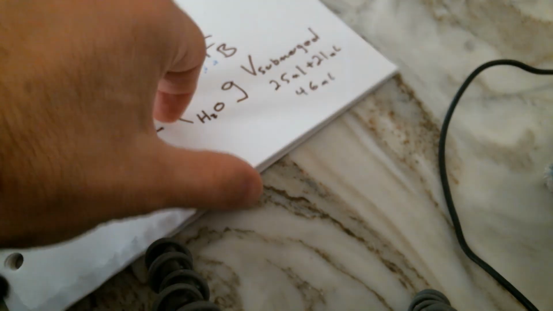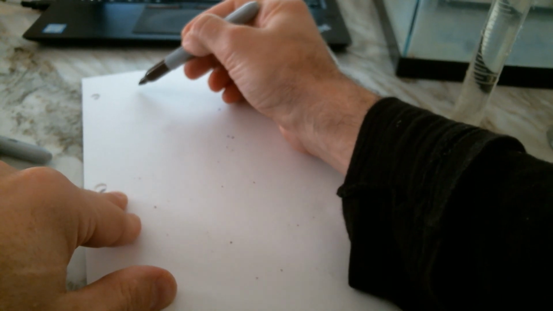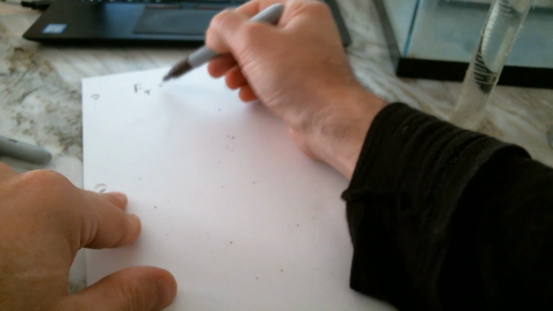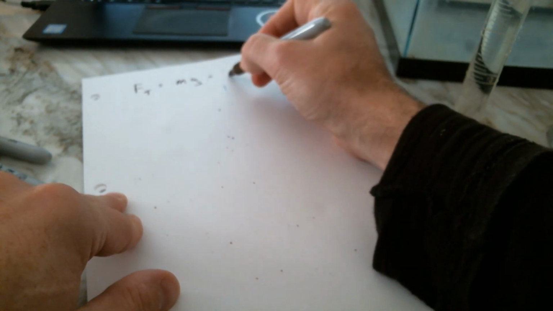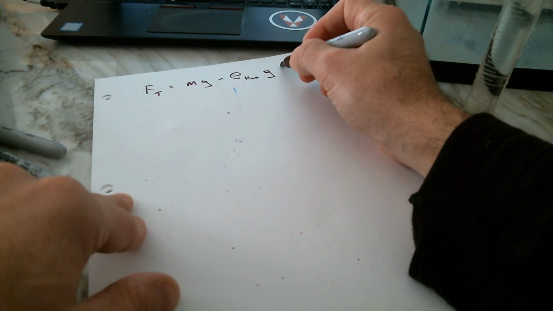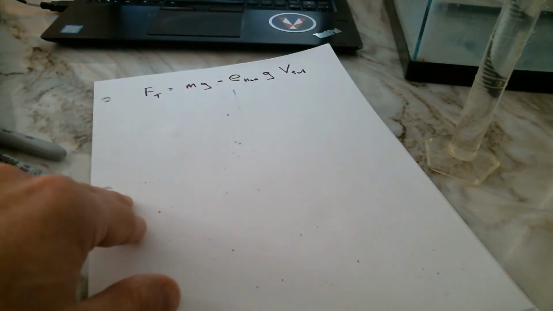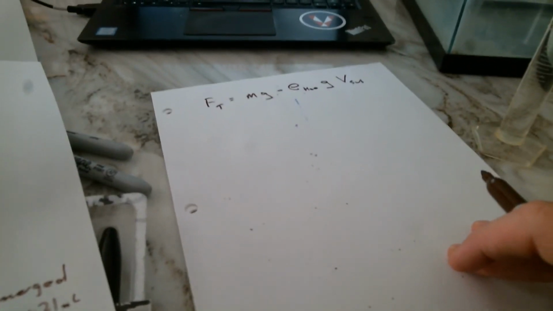All right, so here we go. We're going to keep doing the math here. So the equation again was the force of tension, which is what we're solving for, is equal to mg minus rho H2O g V sub, the volume that was submerged.